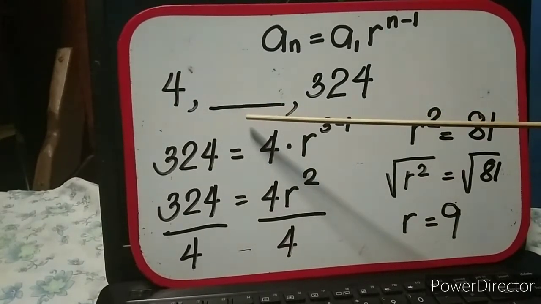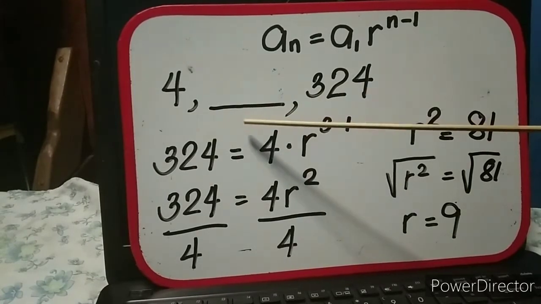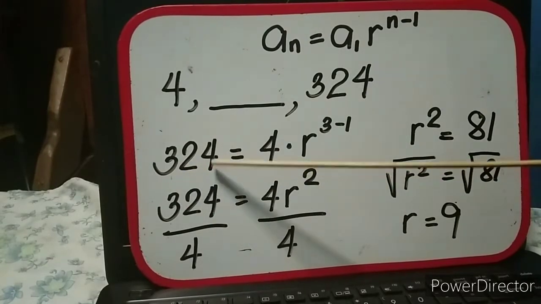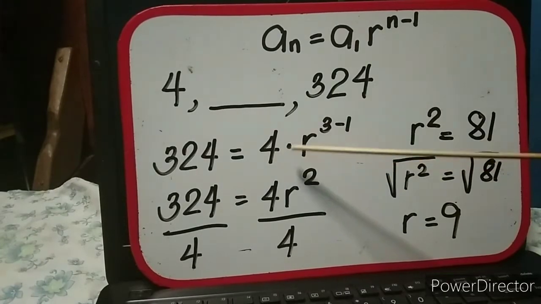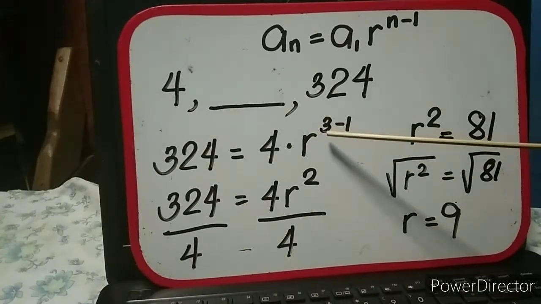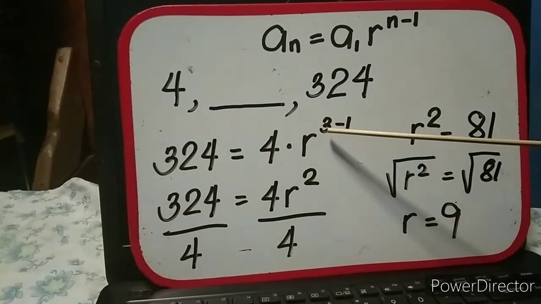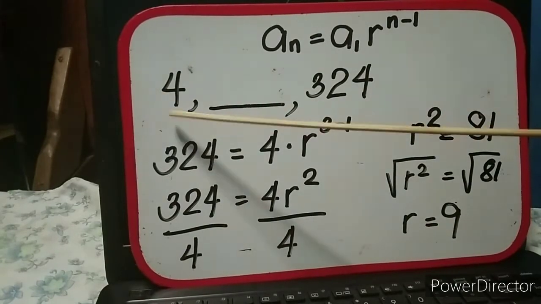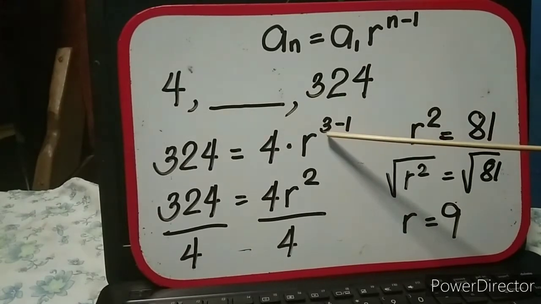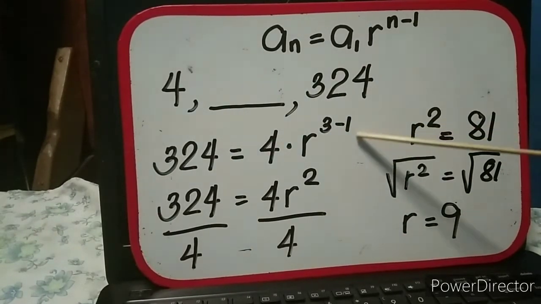Okay, so to solve for that number, we have to follow the same formula, and the a sub n, or the last term, is 324 is equal to, the first term is 4 times r. We don't know the value of r, or the common ratio, so we will solve for it first. Raised to the exponent n minus 1. What's the value of n? How many terms are there in the given? So we have 1, 2, 3. So n is 3, so it will become 3 minus 1.